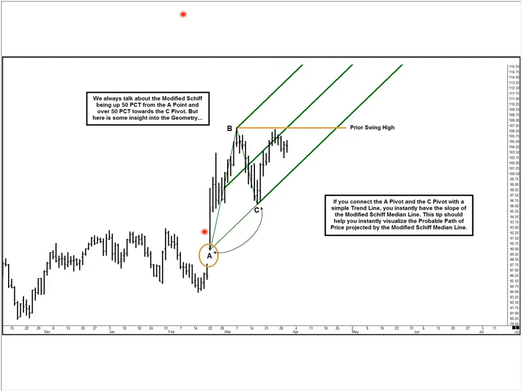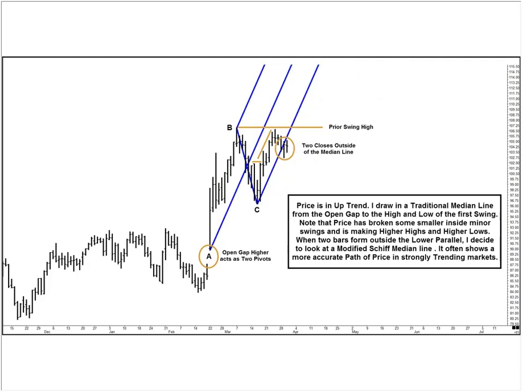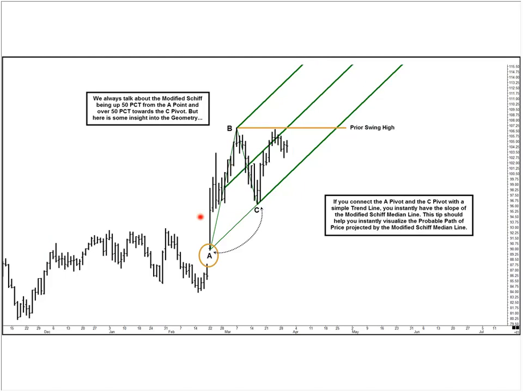Here's a modified shift. Let me go back and show you. Here's the traditional and the same pivots. Here's the modified shift. And the difference is literally we're just going to go toward the BC swing. We're going to go up 50% and over 50% toward C. Up 50%, over 50%. That gives us a new A. Yet the statistical testing shows us that this median line, which we call a modified shift, holds up with the same statistics as a traditional median line. A, B, C, 50% probability of reaching the median line.